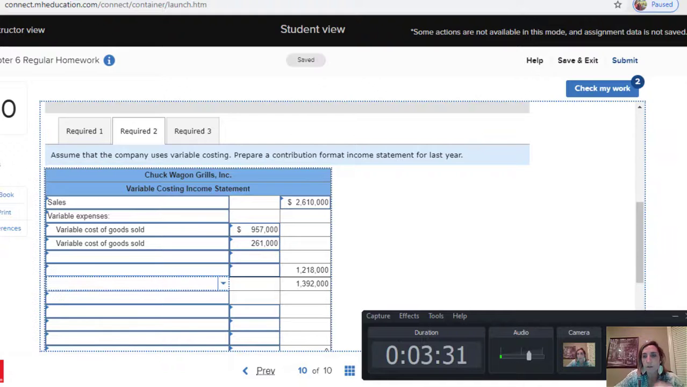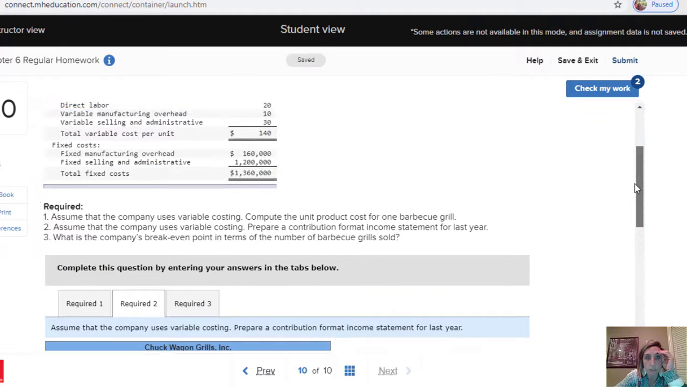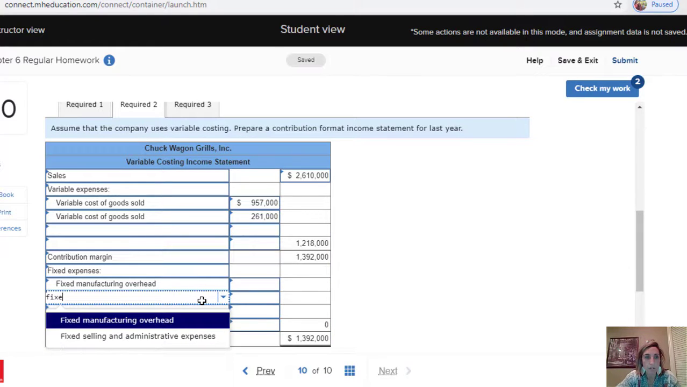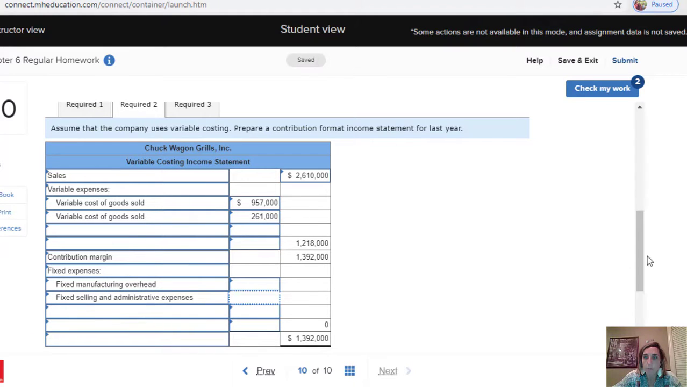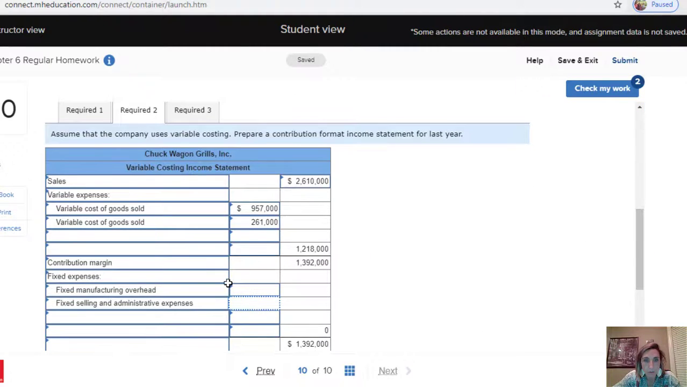This drop down should be the contribution margin. So when I subtract all the variable expenses from the sales, it gives me the contribution margin. And then I'm going to list any fixed expenses. At the top of your problem, it will give you the two fixed expenses, fixed manufacturing overhead and fixed selling and administrative cost. Both are given in the problem, so you just need to pull those amounts down from the top of the problem here. Mine is 160,000 and 1.2 million.